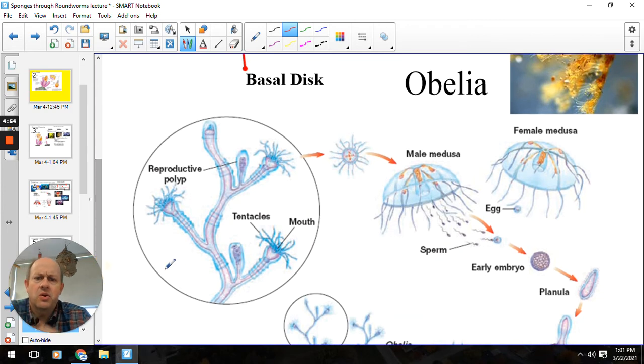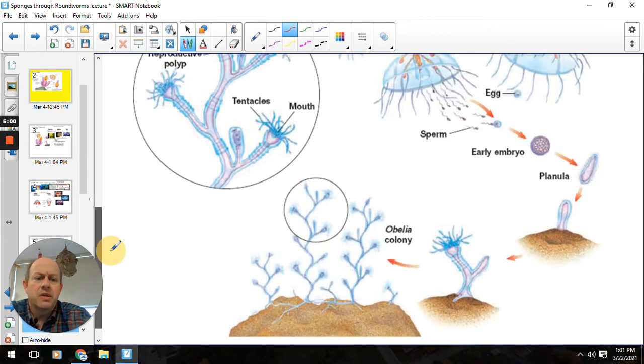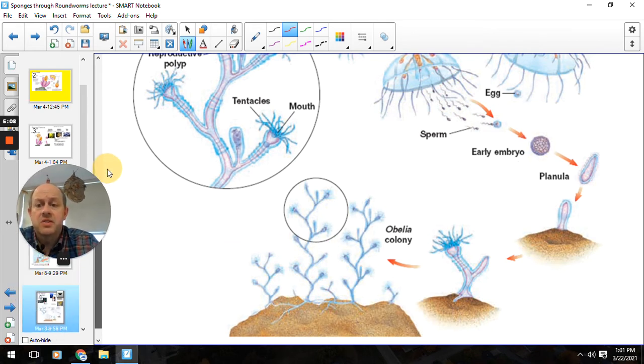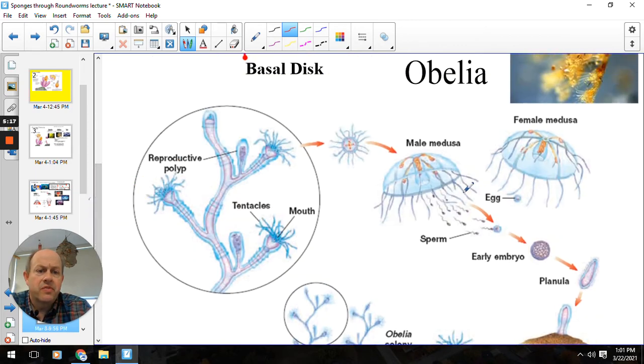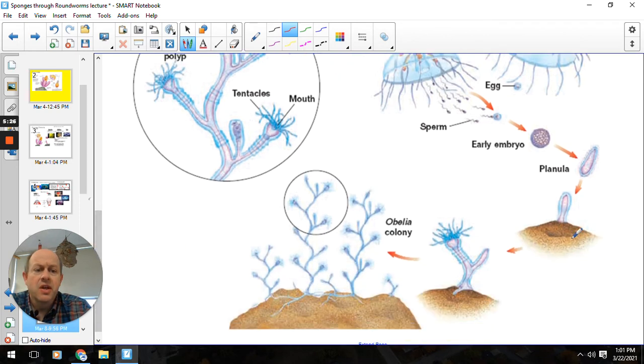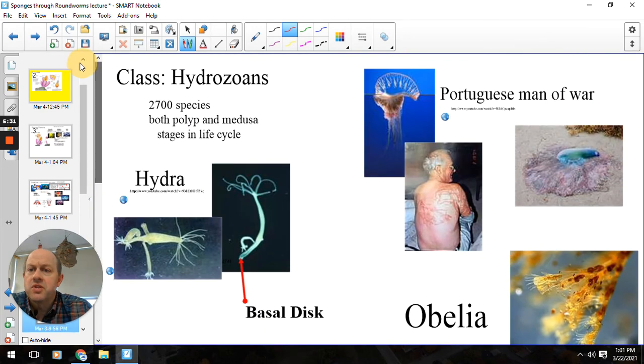And another one is called the Obelia, and this is kind of a colonial hydrozoan. The Obelia will have both a medusa stage and also a stage where it is a polyp. Okay, so in this case, the life cycle of the Obelia: we've got our male medusa, female medusa, sperm swim towards the egg, the egg will form a planula, which is kind of like the larva stage, and then that planula finds a spot and starts growing its colony from that. And so those are the Hydrozoans, so like we said, around the 2,700 species mark.